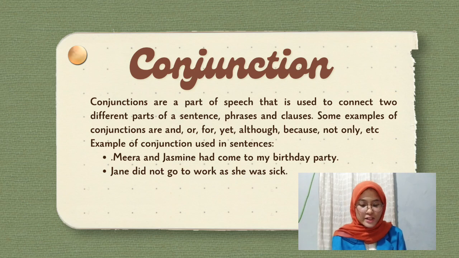Next, conjunction. Conjunctions are a part of speech that is used to connect two different parts of a sentence, phrases and clauses. Some examples of conjunctions are and, or, for, yet, although, because, not only, etc. Examples of conjunctions used in a sentence: Mira and Jasmine had come to my birthday party. Jane did not go to work as she was sick.